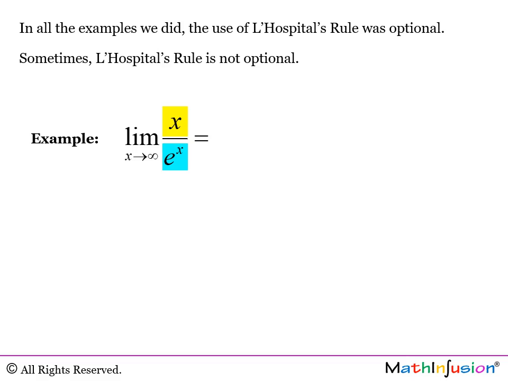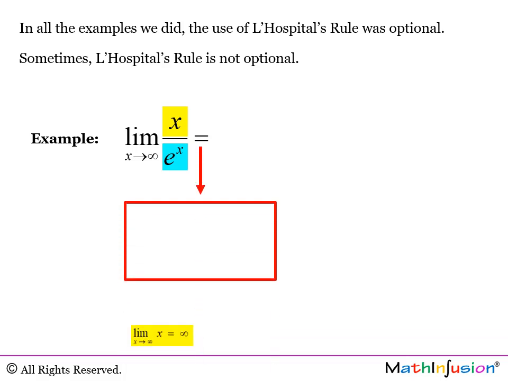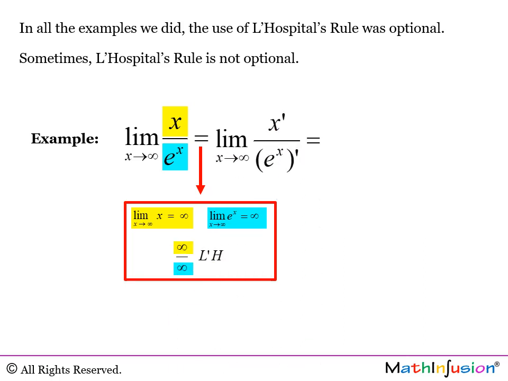The limit of x over e to the x when x approaches infinity has the form of infinity over infinity, because limit of x when x approaches infinity is infinity, and so is the limit of e to the x when x approaches infinity. This is definitely this form, so I'm going now to do this, and I get the limit of 1 over e to the x when x approaches infinity. This is clearly 0, because it's 1 over huge.